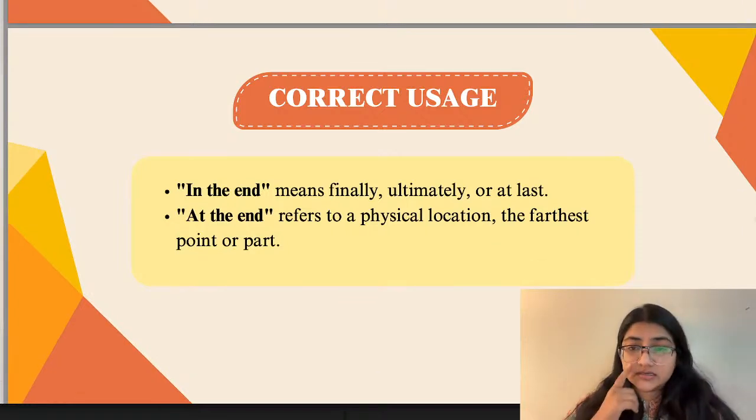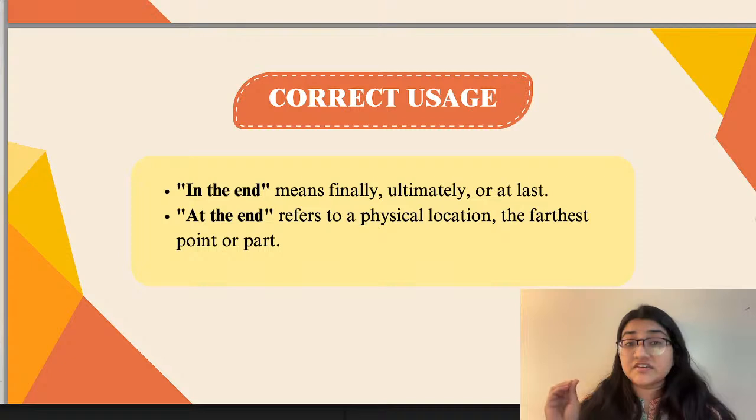So, "in the end" is synonymous with finally, ultimately, or at last. But "at the end" talks about the physical location or the farthest point or part. Just remember that "in the end" means you're talking about something at its last stage, and "at the end" specifically targets a physical location or the farthest point of something. If I'm saying that in the end we decided to cancel the trip due to bad weather, that means finally we decided to cancel the trip.